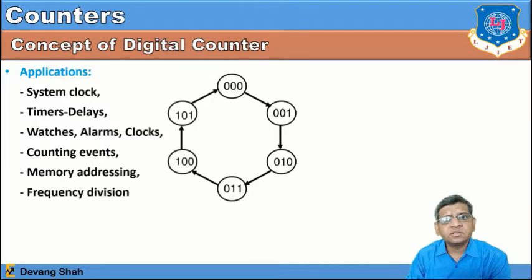This is a simple state flow diagram of a 3-bit counter. It starts the count from 0, 0, 0, and it will go to 0, 0, 1, then 0, 1, 0. Likewise, it will end with 1, 0, 1. 1, 0, 1 is nothing but 5, so the decimal number is 5. So you can see here this is a modulo 6 counter. It will start the count from 0, go up to 5, and again reset to 0.